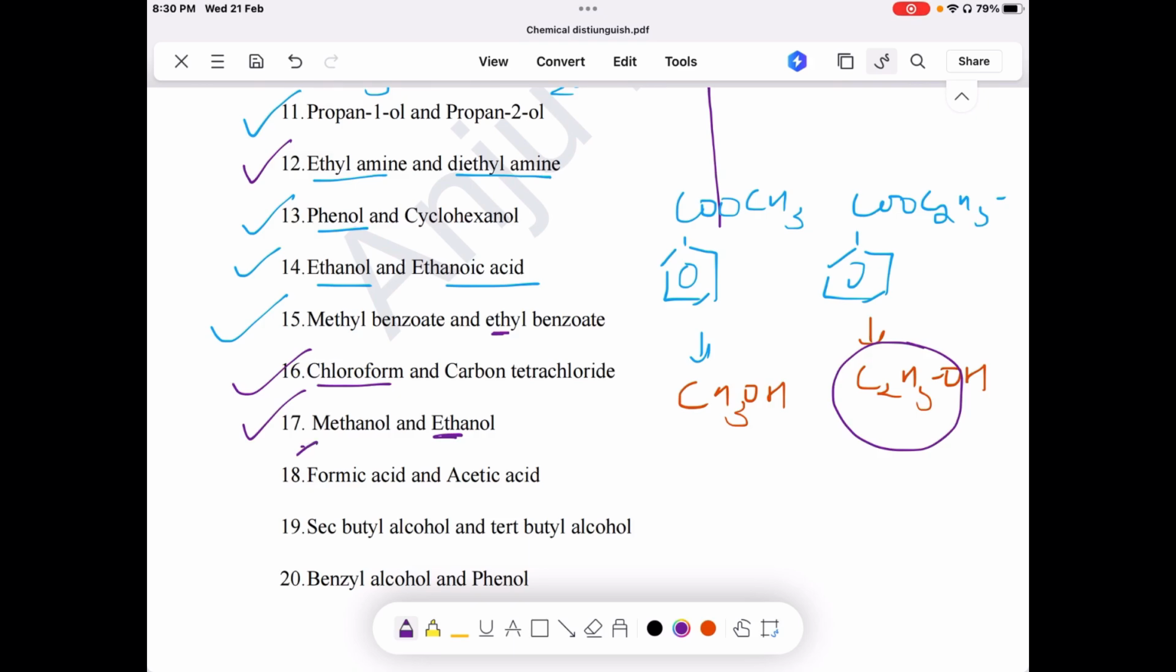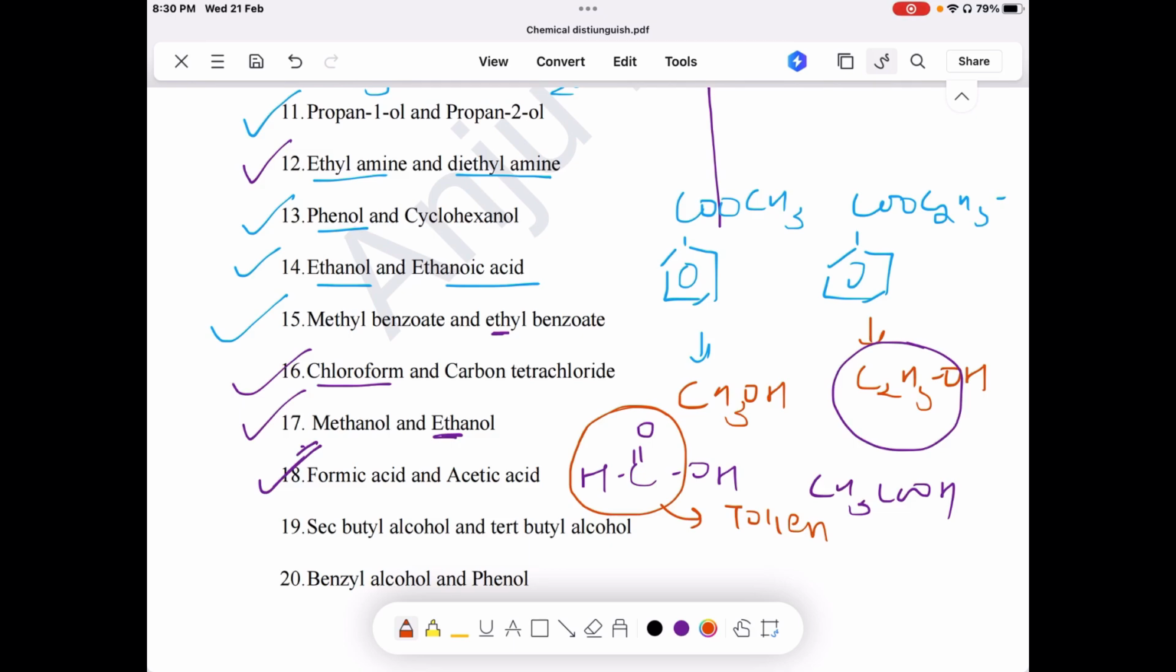Formic acid and acetic acid. Formic acid is HCOOH. Acetic acid is CH3COOH. In case of formic acid, we have a CHO part here. Both give the sodium bicarbonate test because both of them are carboxylic acids. Then how to distinguish between formic and acetic acid? In case of formic acid, we have CHO as a functionality also, if you simply check the structure of the compound. So this we distinguish with the help of a Tollens test because of the presence of the CHO part in it.